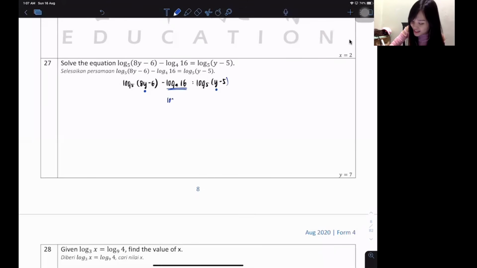Yes. Isn't 16 made by 4 also? 16 can become 4 squared. Correct? Can become 4 squared, okay? So guys, then it becomes 4 squared, right?